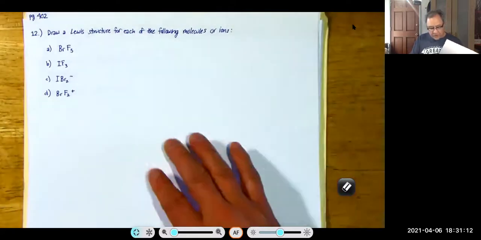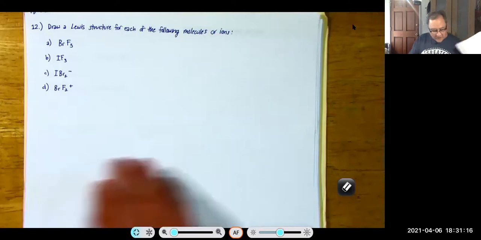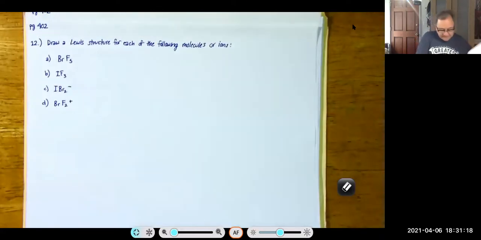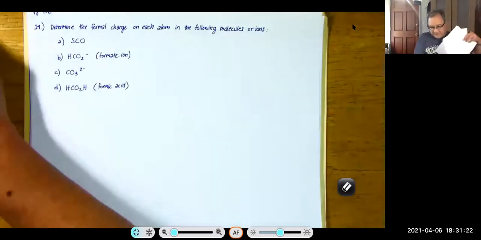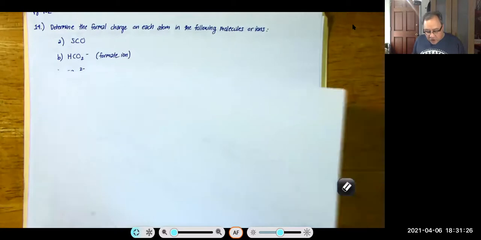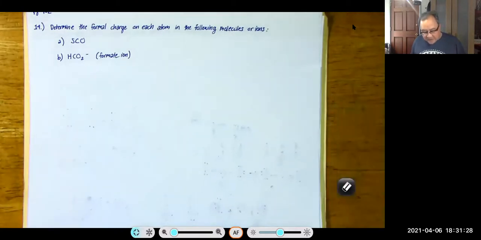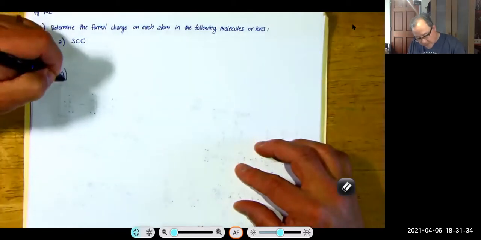Okay, so that was for those 4. Let's take a look now at number 14. Determine the formal charge on each atom in the following molecules or ions. So here we've got SCO.